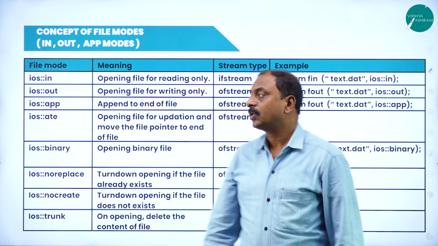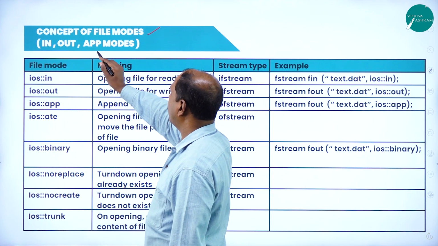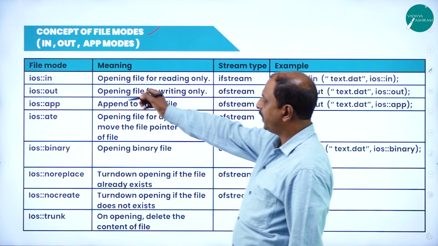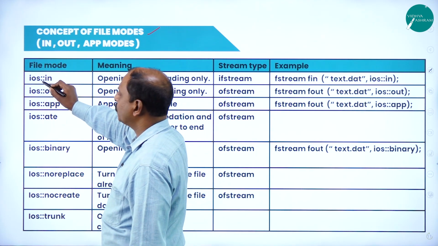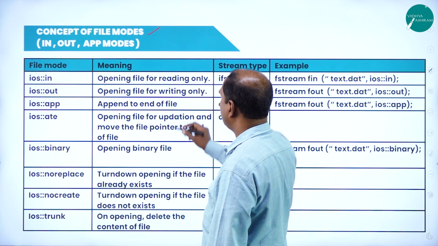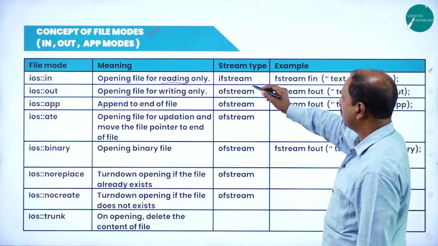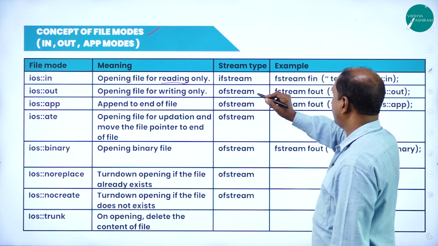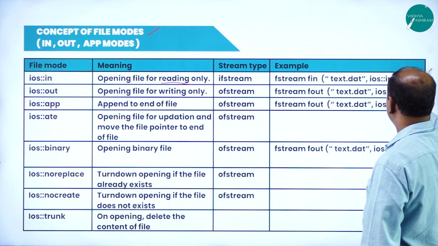Now let us see the next concept, the concept of file modes. So here in, out, app, there are different modes available. We can open the file in different modes. Now let us see them one by one. So here ios and two colons together with in. Here in stands for input operation. So here the file is opened for reading only. This ios::in mode belongs to the class ifstream. So an example is fstream fin, text.dat, ios::in.